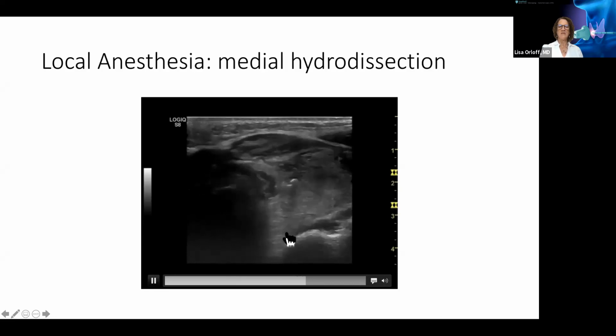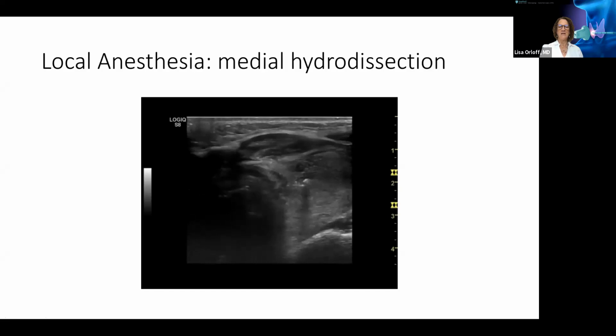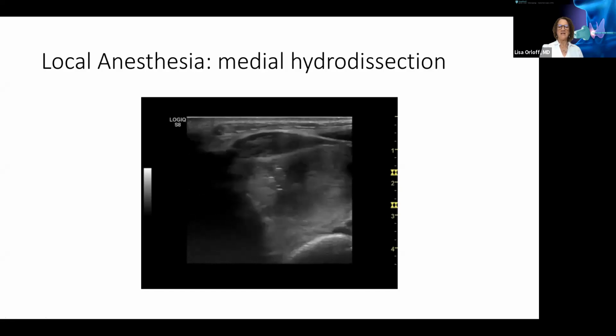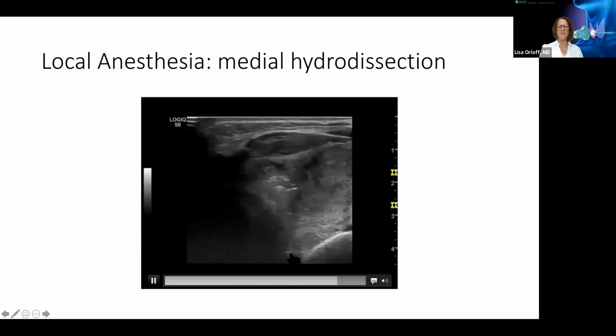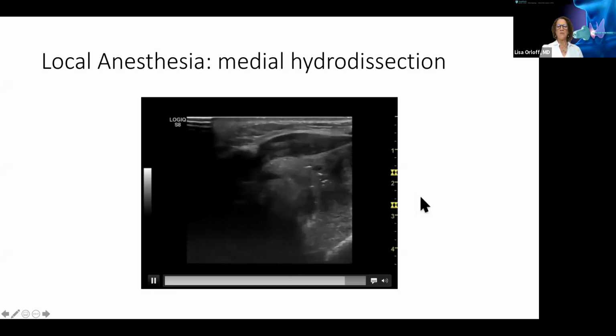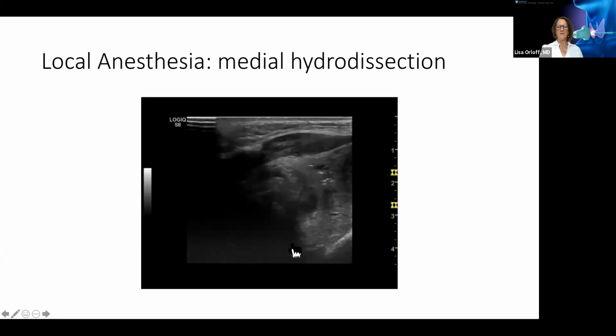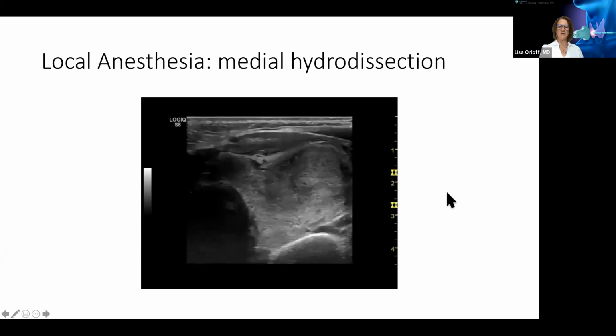So here you see the expansion of the tissue, and here just a little bit more expansion as the anesthetic infiltrates. But we don't go down all the way to the posterior border of the trachea for fear of administering anesthetic to the recurrent laryngeal nerve.